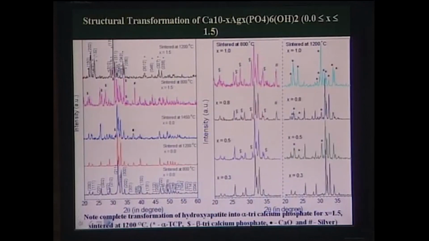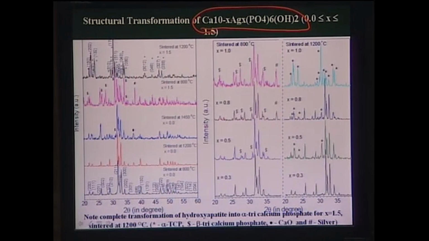Now, these are very busy slides, which essentially tell you that when you dope this silver in the hydroxyapatite lattice, Ca10, some amount of calcium will be replaced by silver, and thereby they are being incorporated into the solid solution.